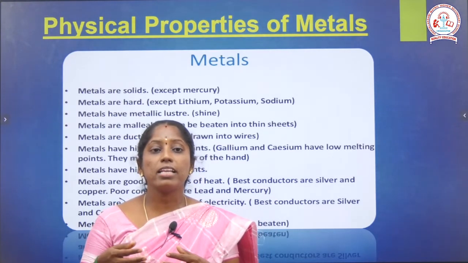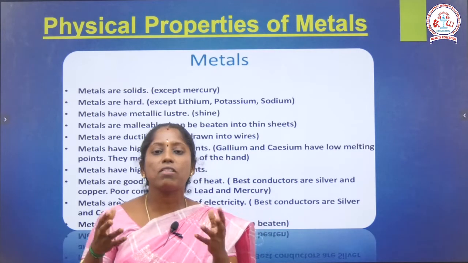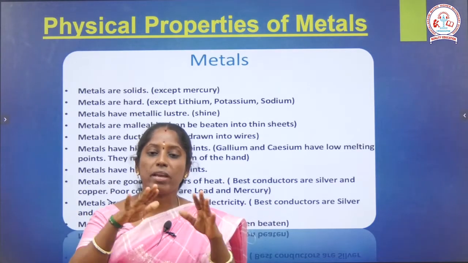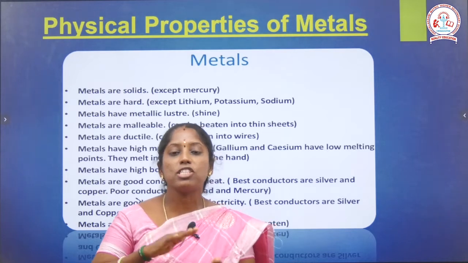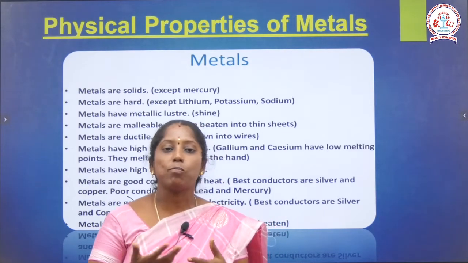Then next, metals are malleable. Malleable means they can be beaten into sheets. Nowadays we see that terraces and roofs are made with metal sheets. Metals are malleable, made into thin sheets. We can easily turn them into thin sheets, and that is what is called malleable.